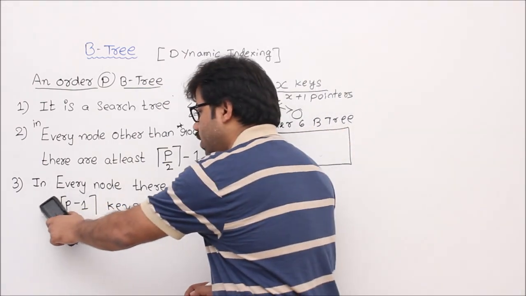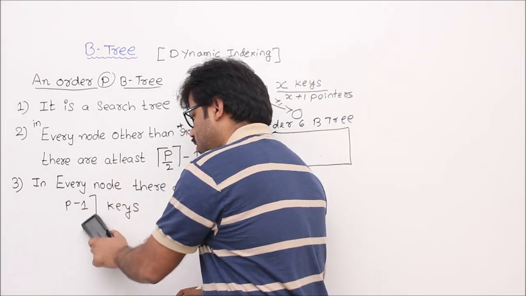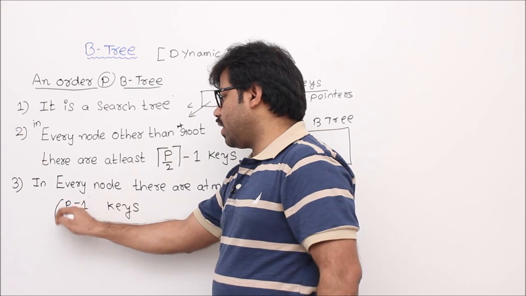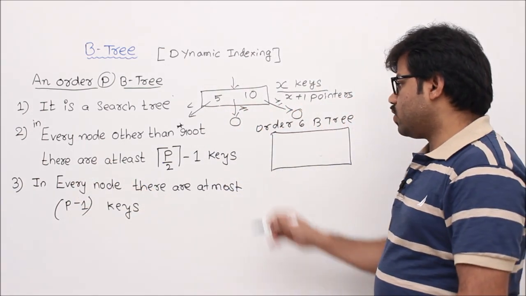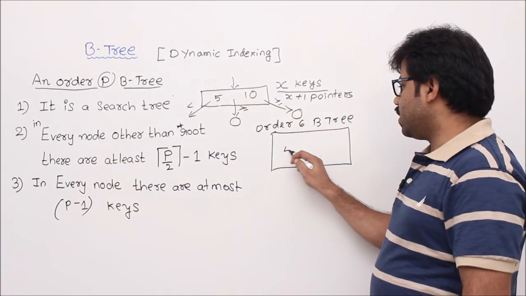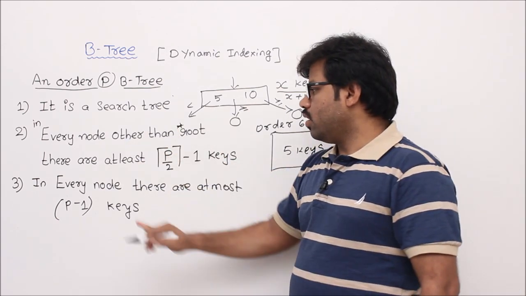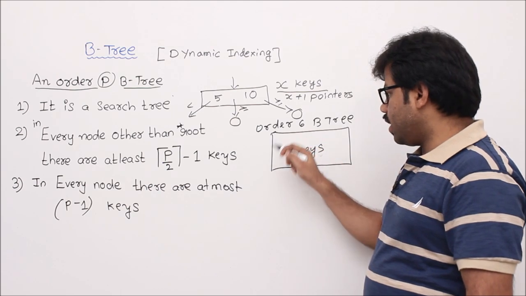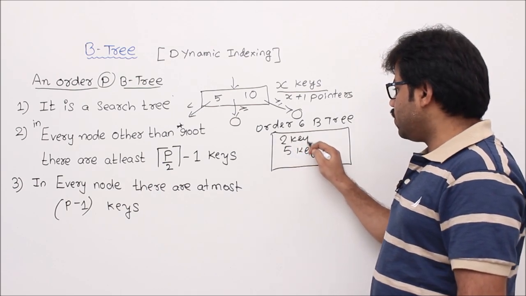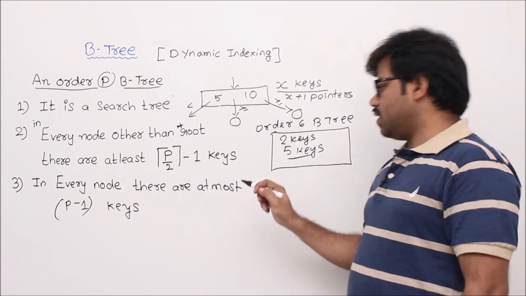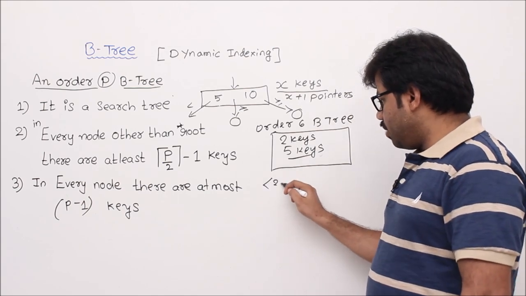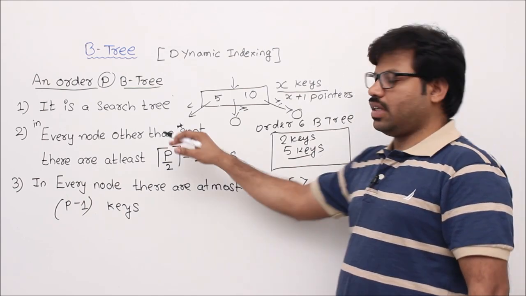Here this floor is not required, of course. This ceil is not required, we can say, because it is always an integer, right? So p minus 1 keys. So 6 minus 1 keys, 5. So finally, in nodes other than the root, at least 6 by 2 minus 1, that is 2 keys. So minimum 2 keys we should keep, maximum 5 keys. That's why the range of keys will be between 2 to 5 for this tree.